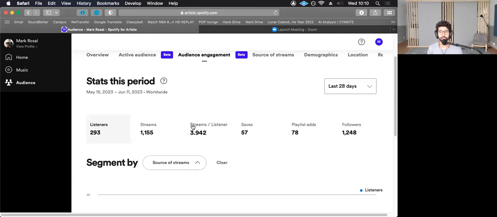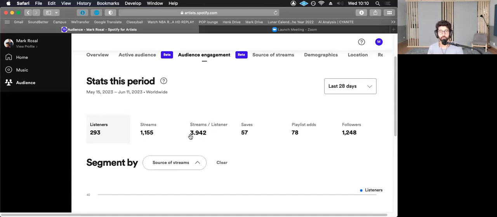Two more things I'd recommend to look at here. One is the streams per listener ratio. Right now, there seem to be 4 plays per listener. So this is normal. If you are actually being played by real people and they like your music, they're probably going to listen again. So we have each listener listening around 4 times on average to this artist per month.